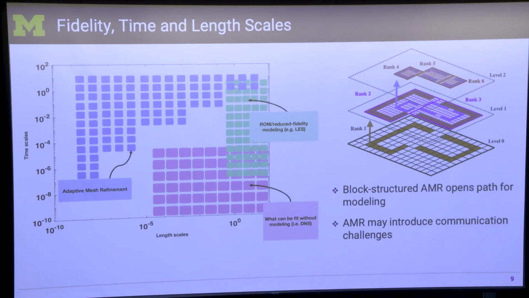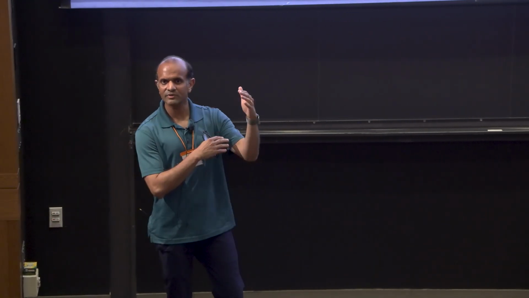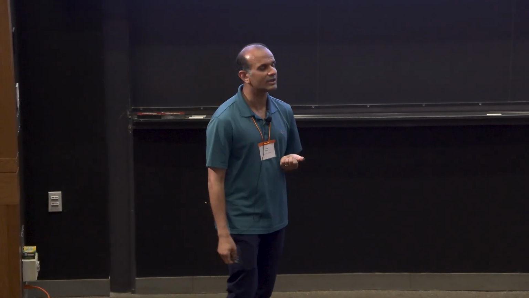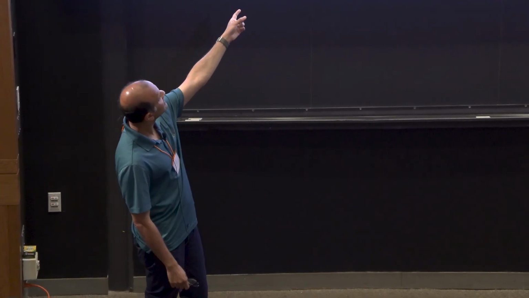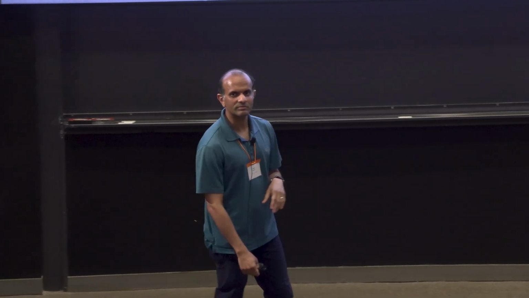Or you can do reduced order modeling, like LES, or you can do any kind of data-driven modeling, whatever it might be. And what they do is they reduce the range of length scales that you capture directly using a grid, but instead allow you to access much longer time scales. Right? So that's a compromise that you make. So the area of the green box is the same as the area of the purple box if you want to use the whole computer.